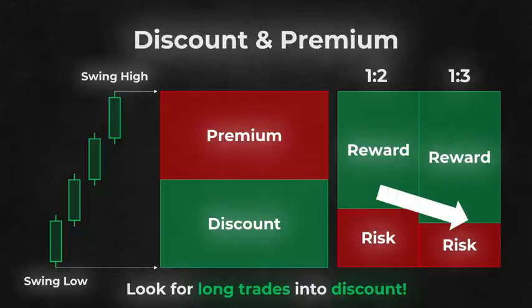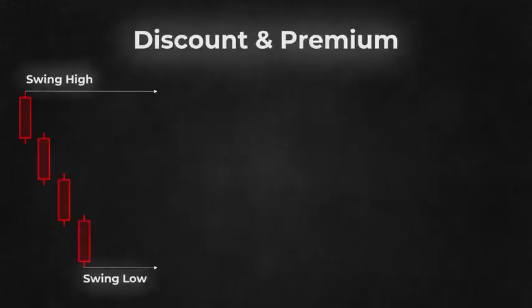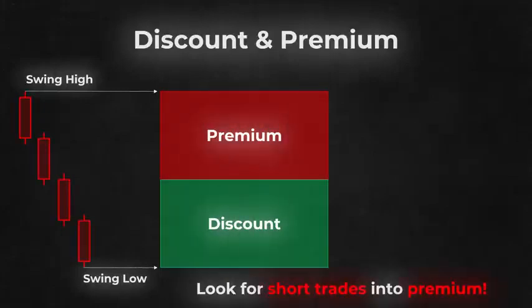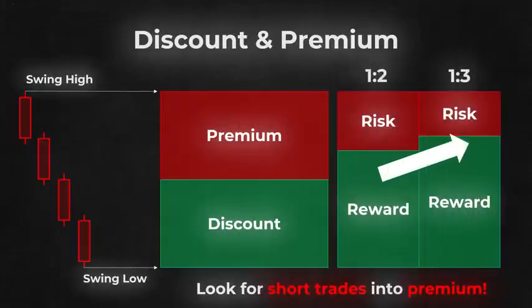For downward price movements, we measure a range from a swing high to a swing low. We want to get into short trades in the premium zone. The higher into the premium zone, the better, because we are able to extract a greater risk-reward ratio, assuming the stop loss is at the swing high and the target is at the swing low.